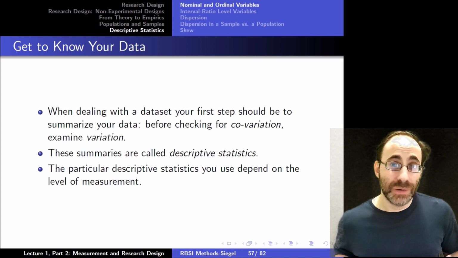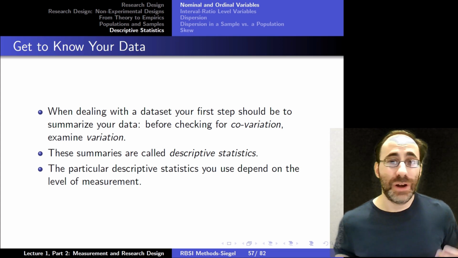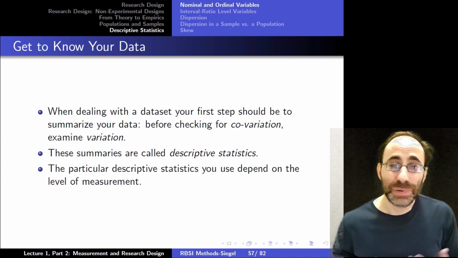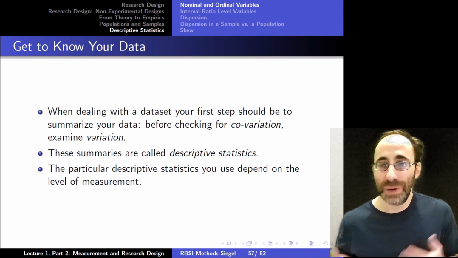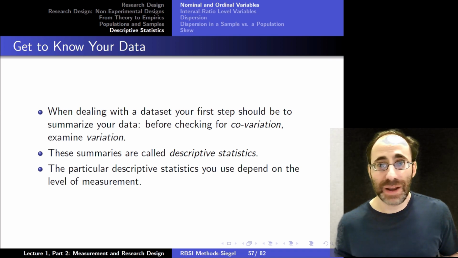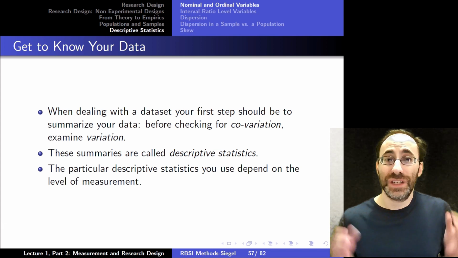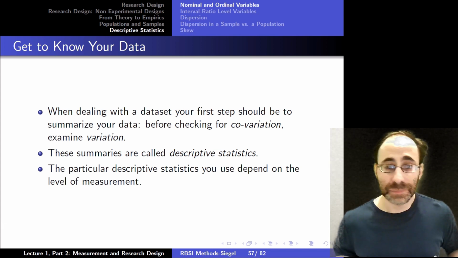Now, the very first step when you start any kind of empirical analysis is to get to know your data. Right? Often people tell you to just plot it, look at it, see what it looks like, look at the ranges of the variables, look at the variation of the variables. In general, before you start thinking about how two different variables vary together to try to assess causality, you want to see how each variable varies by itself.